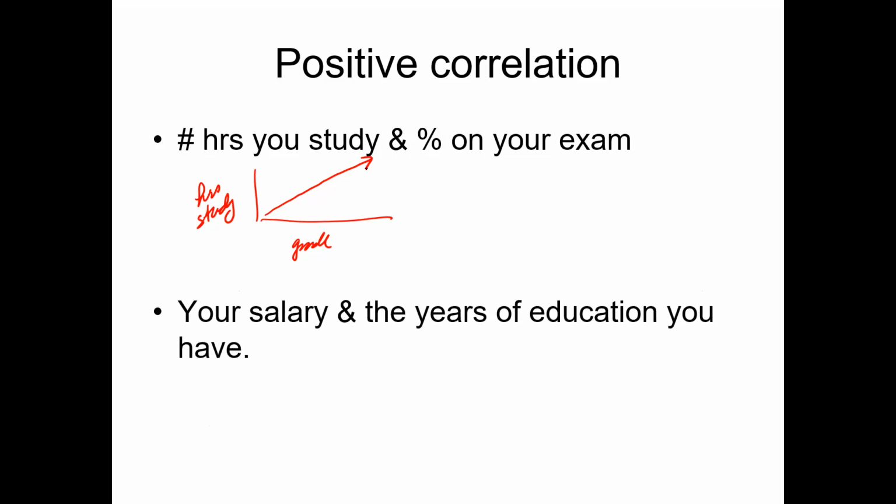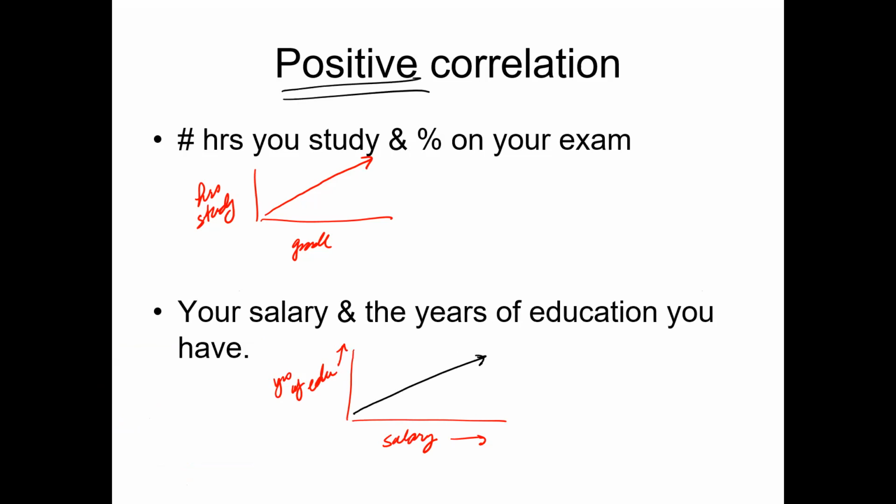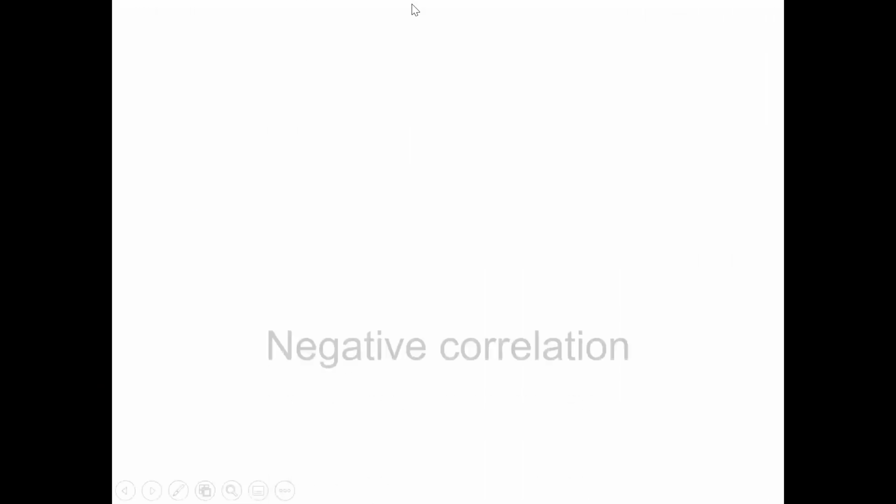Another example is your salary and the years of education. This is your salary, and obviously it's going higher this way. And this is your years of education, going higher this way. So if you have more years of education, chances are the salary will be higher. So these are all examples of positive correlation.